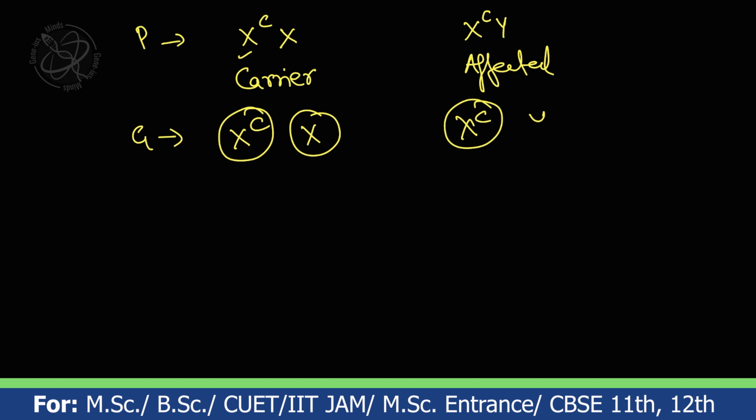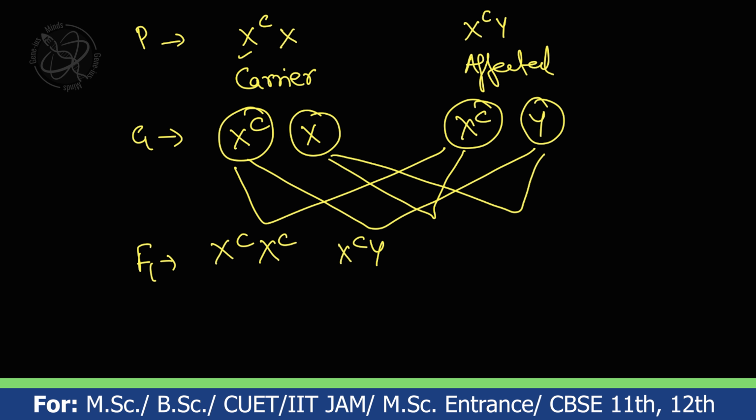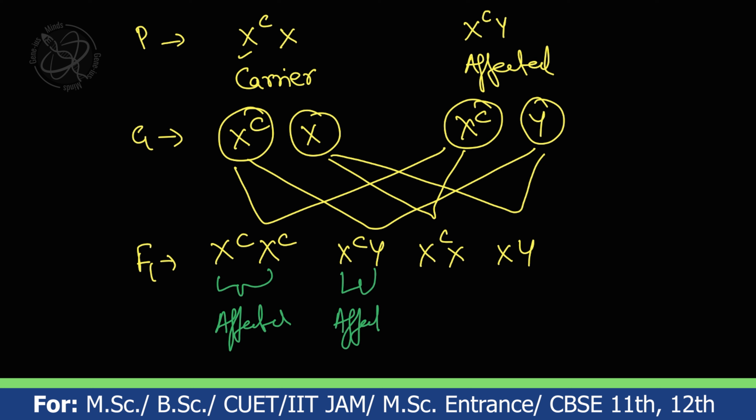what are we going to get? Quickly we will do the cross. Here you will see the F1 will be XCXC, XCY, XCX and XY. Now in this case, this female is affected. This male is affected because the X chromosome is affected. This female is considered a carrier because only one X chromosome is affected, and there is one normal male. So this is how the X-linked inheritance pattern is taking place in the disease of color blindness.